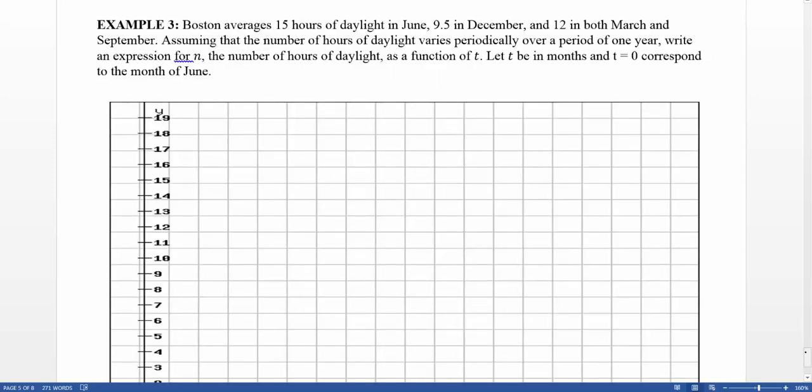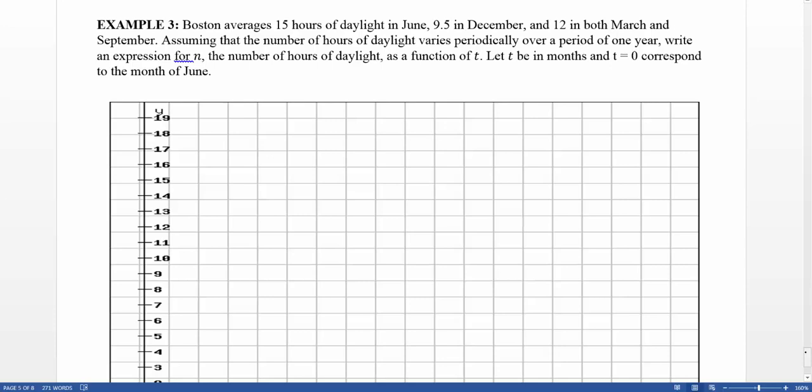Finally, we have example 3. Here we have a word problem, and we want to figure out a way to take this word problem and figure out the associated function in terms of sine or cosine. So the example says, Boston averages 15 hours of daylight in June, 9.5 in December, and 12 in both March and September. Assuming that the number of hours of daylight varies periodically over a period of 1 year, write an expression for n, the number of hours of daylight, as a function of t time. Let t be in months and t equals 0 correspond to the month of June.